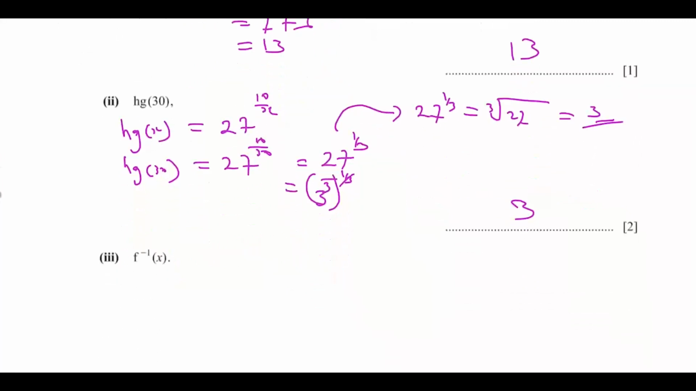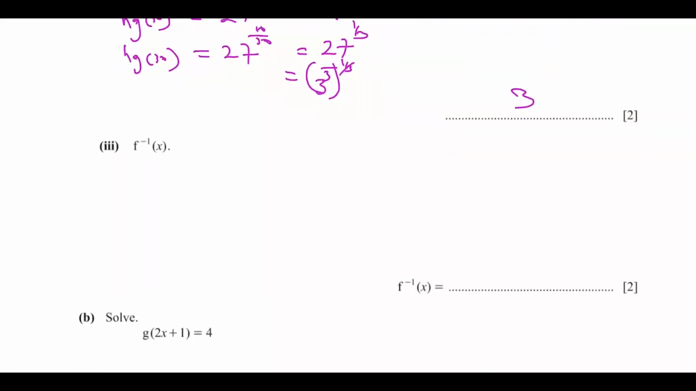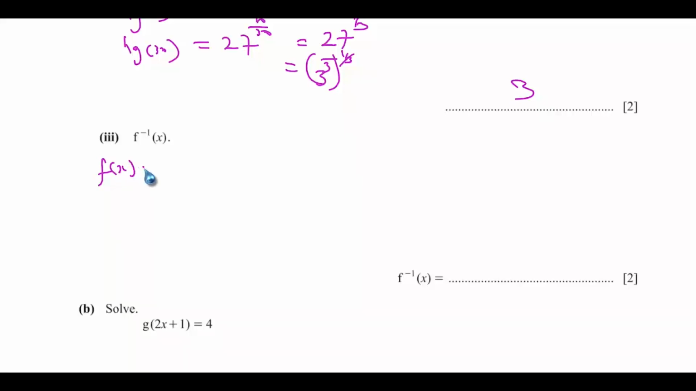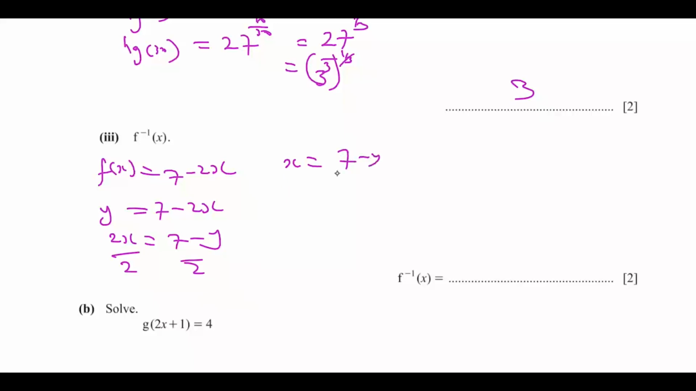So let's go to part 3, f inverse of x. We know that f(x) is given as 7 minus 2x. So let f(x) be equal to y. So y equals 7 minus 2x. Let's make x the subject of the formula. So that will be 2x equals 7 minus y. Divide both sides by 2. So x will be equal to (7 minus y) over 2. Now let's replace x with f inverse of x, and replace y with x, then everything over 2. So the final answer will be f inverse of x equals (7 minus x) over 2.